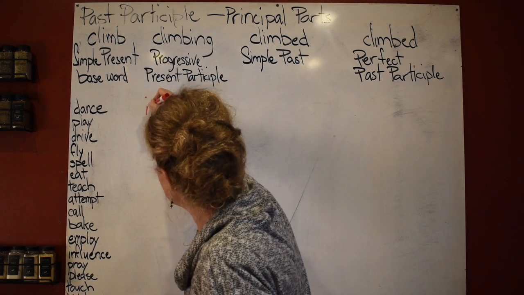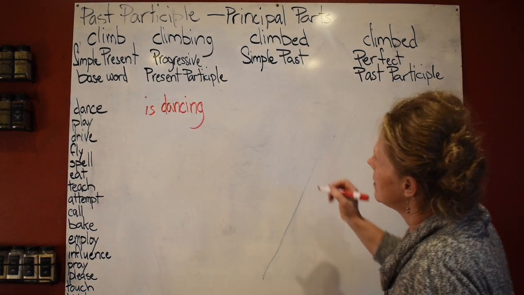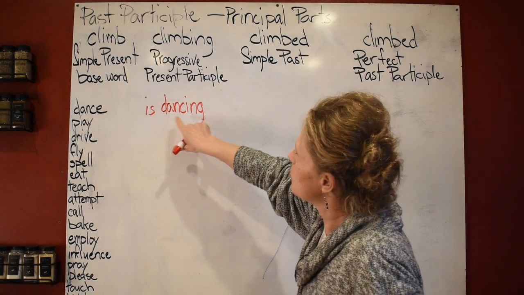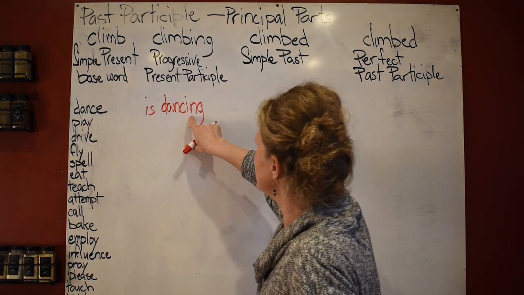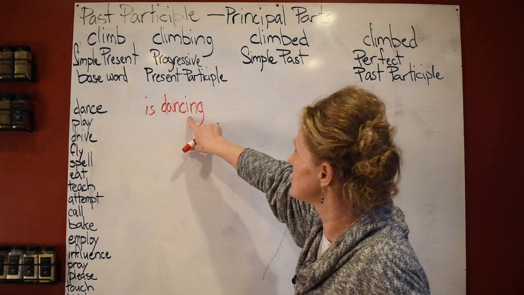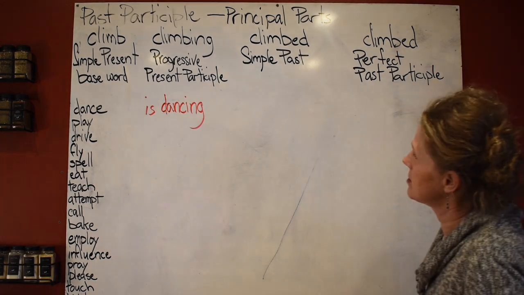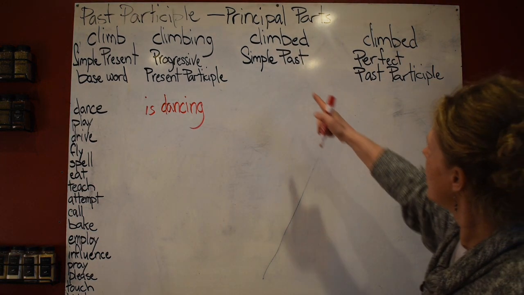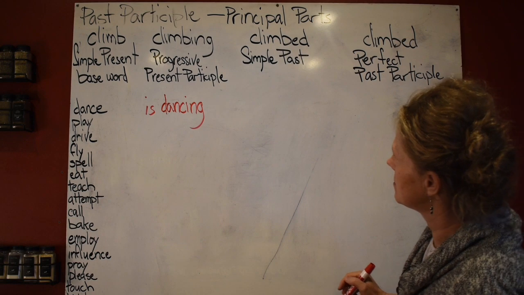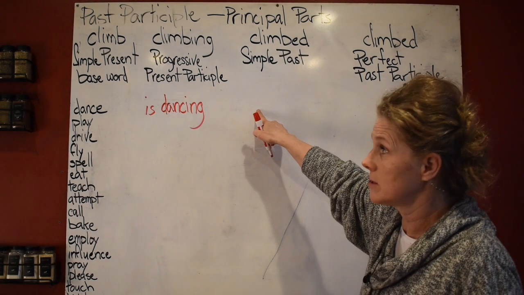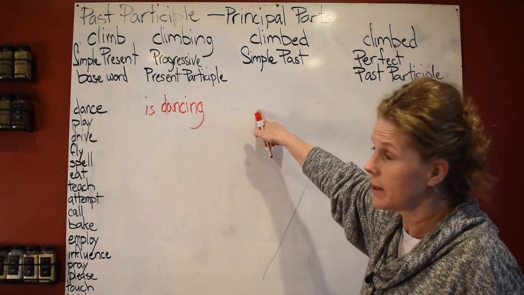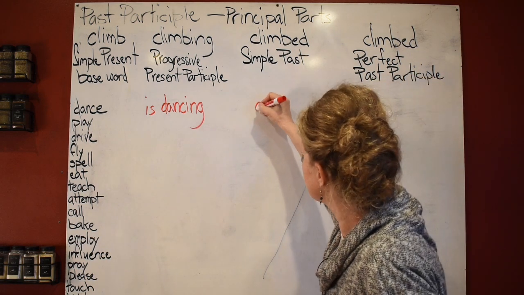And Daniel wants to put is in front of it. So see what we did? We dropped the E and you added the vowel suffix ing. So this ing is a vowel suffix. So how about your simple past? What do we need? Simple past does not take an auxiliary verb. Danced. So we have danced.